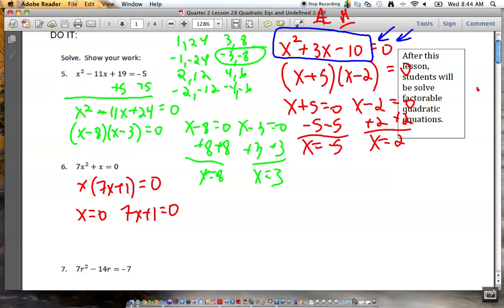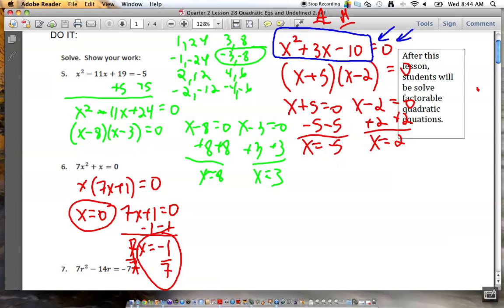Now, subtract 1. 7x equals -1. Divide by 7. So my 2 answers are 0, I don't need to do any work for that one, it's all done, and then -1/7. Any questions? Why is it -1/7? Because I subtract the 1, then divide by 7. Why can't you just do the, whatever?